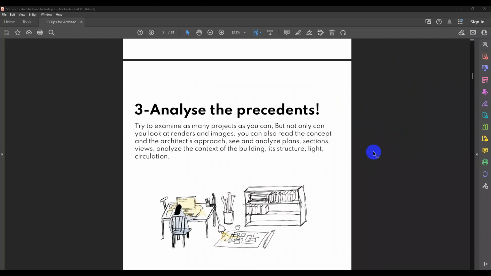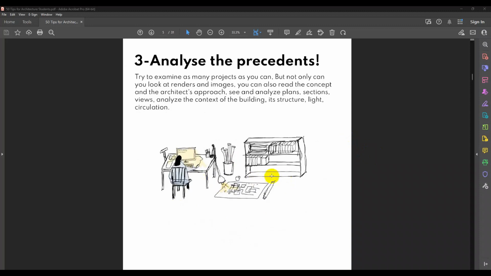So the first one is about analyzing the precedents. As you see in the sketch image here, try to examine as many projects as you can, but not only by looking at renders and images. You can also read the concept and the architectural approach, see and analyze plans and sections. You analyze the context of the building in structure, light, and circulation.